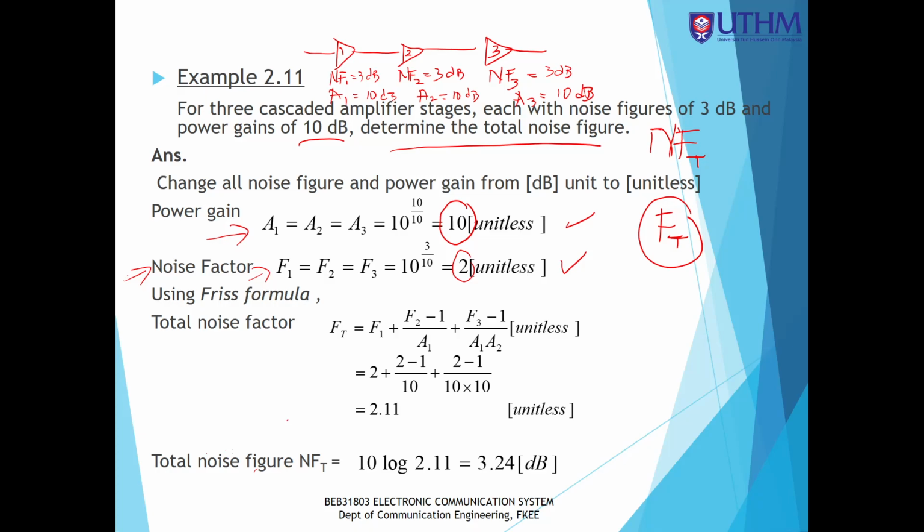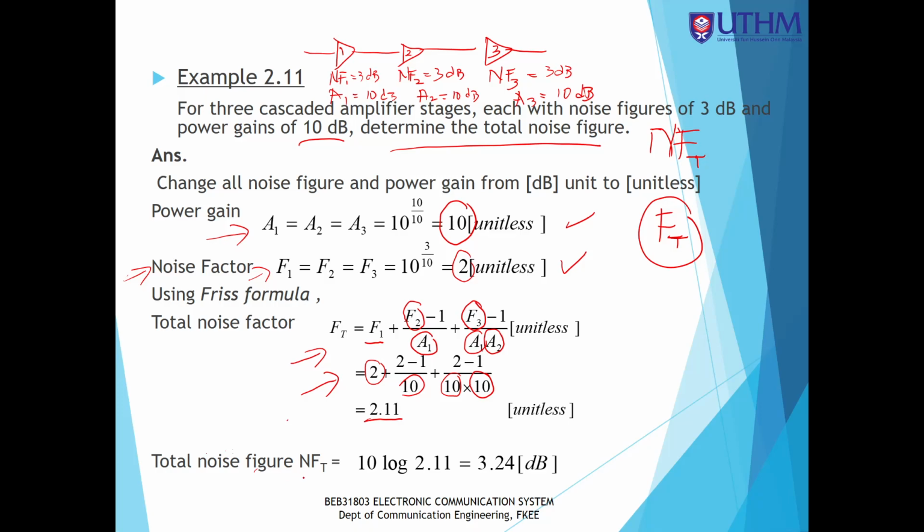So F total is equal to the noise factor of the first amplifier, plus the noise factor of the second amplifier minus 1 divided by the gain of the first amplifier, plus the noise factor of the third amplifier minus 1 divided by the gain of the first amplifier multiplied by the gain of the second amplifier. Remember, all of this must be in terms of unitless parameters. So the first noise factor is 2, plus 2 minus 1 divided by 10, plus 2 minus 1 divided by 10 times 10. So you get 2.11.